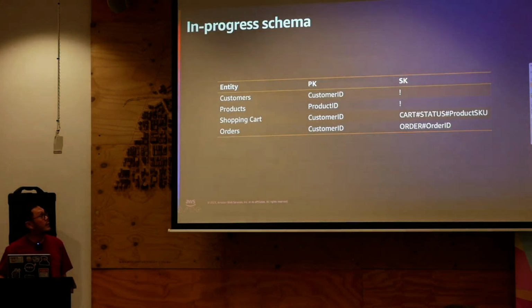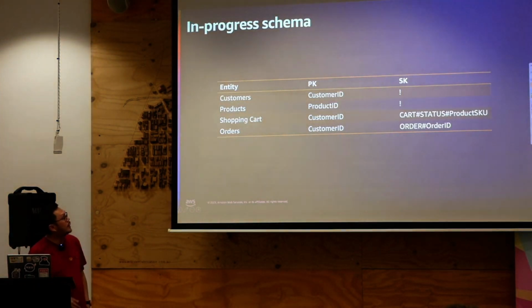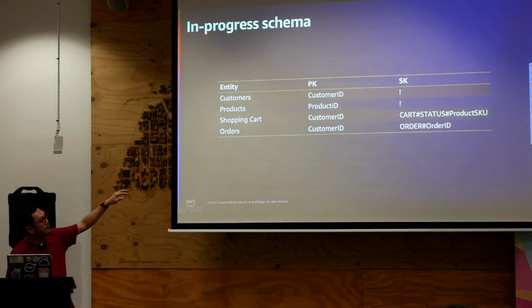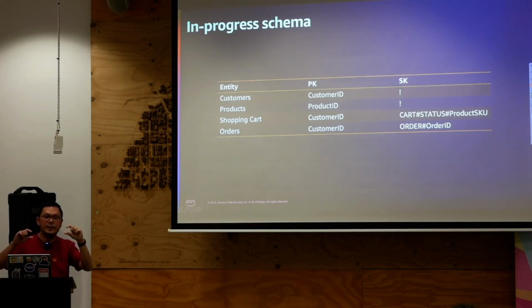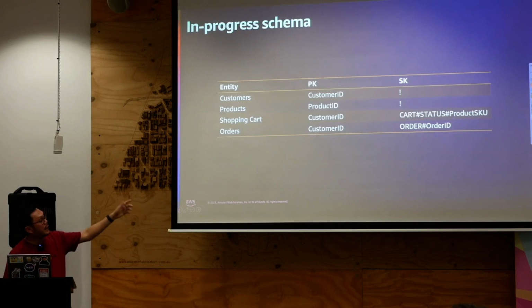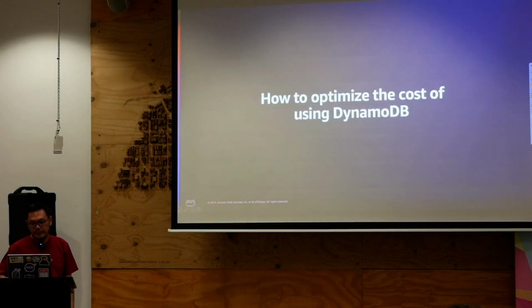Okay, so this is our schema progress so far. You have your shopping cart and orders, where the primary key is customer ID, and the sort key is cart hash status, and then the product SKU. And that SK is just some arbitrary thing that you specify to indicate that this particular row is a root row. So if I want to get the customer detail, I can do PK equal customer ID and SK equal exclamation mark, for example. Similar with the product ID.